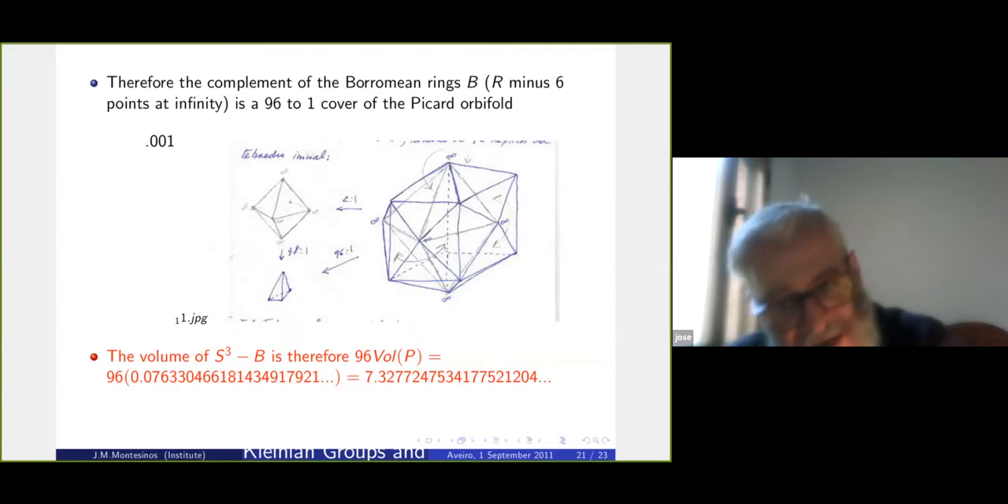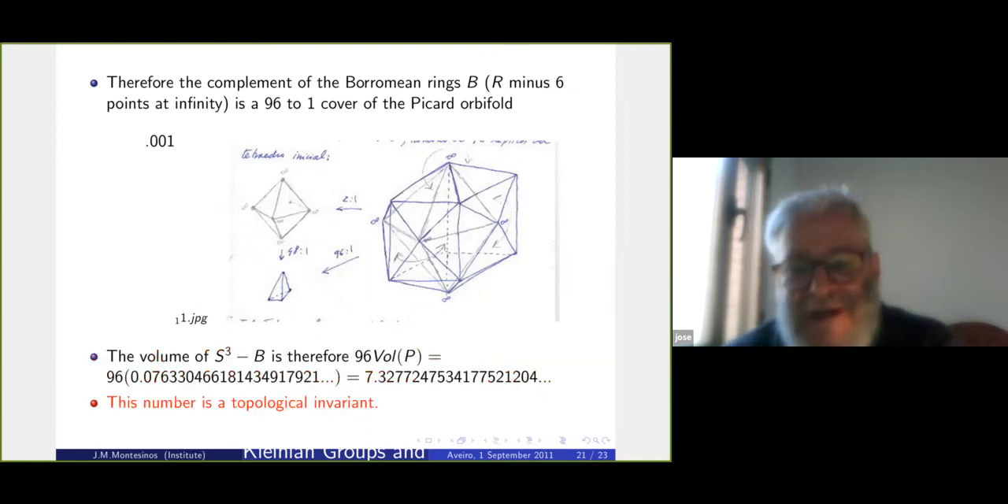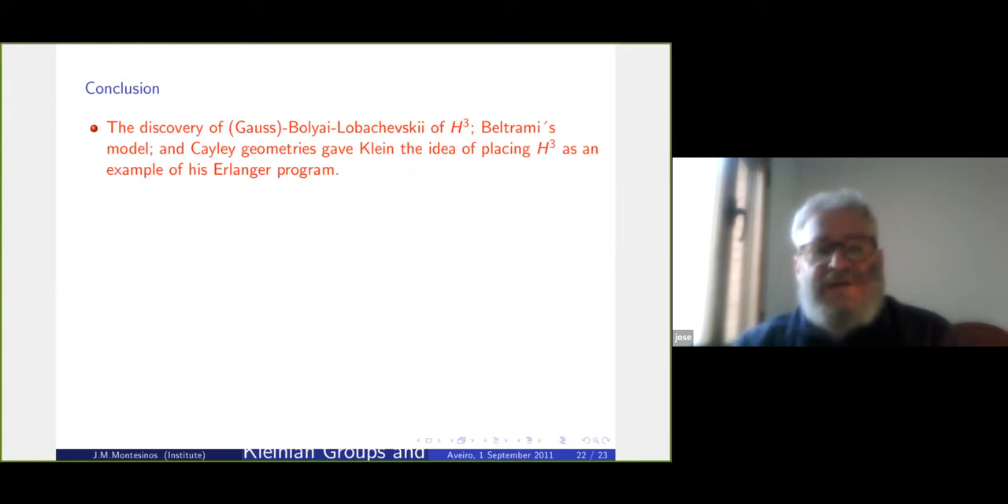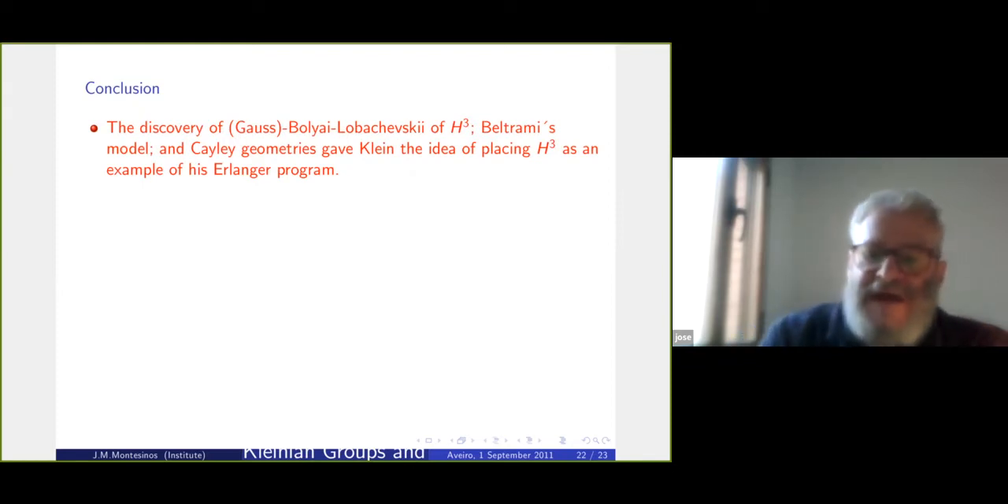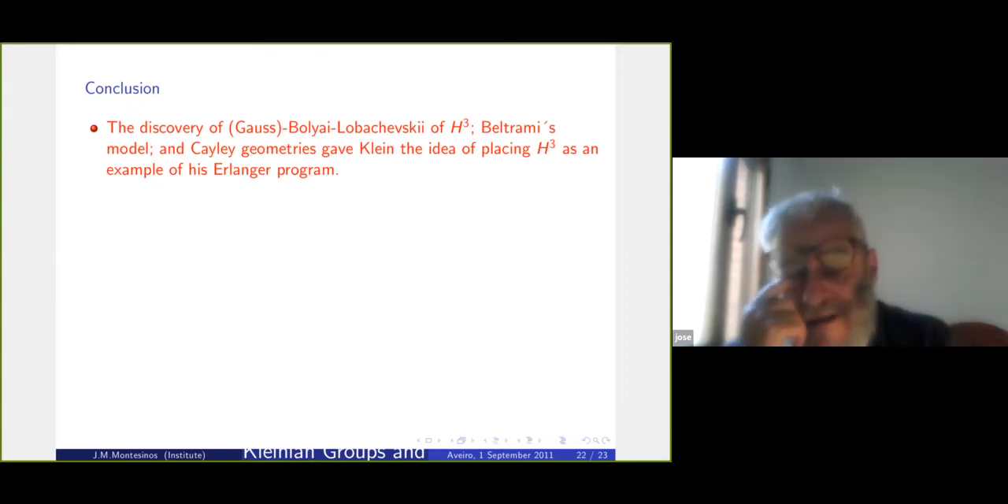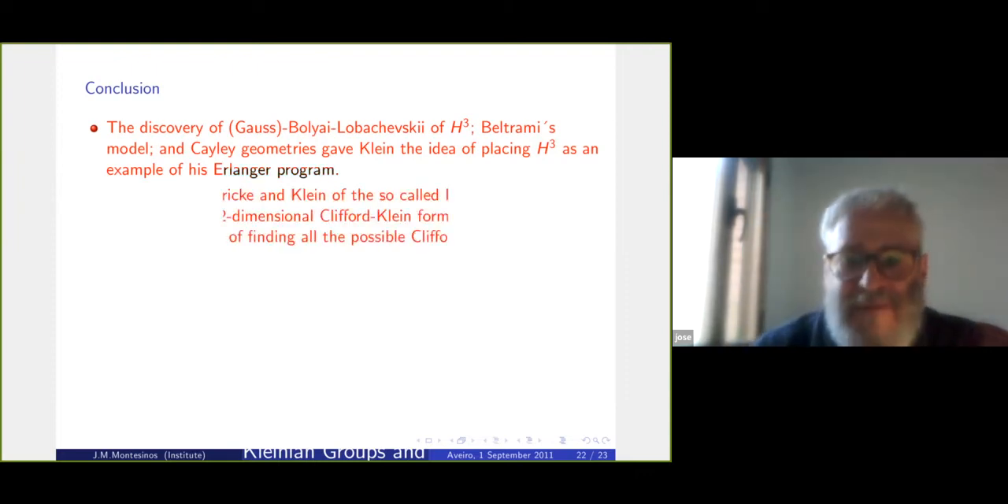But in fact, there are links that have the same volume. But sometimes they have different Chern-Simons invariants. So this number is a topological invariant. The conclusion is that the discovery of Gauss, Bolyai, and Lobachevsky of H3, the Beltrami model and Cayley geometry gave Klein the idea of placing H3 as an example of his Erlangen program.